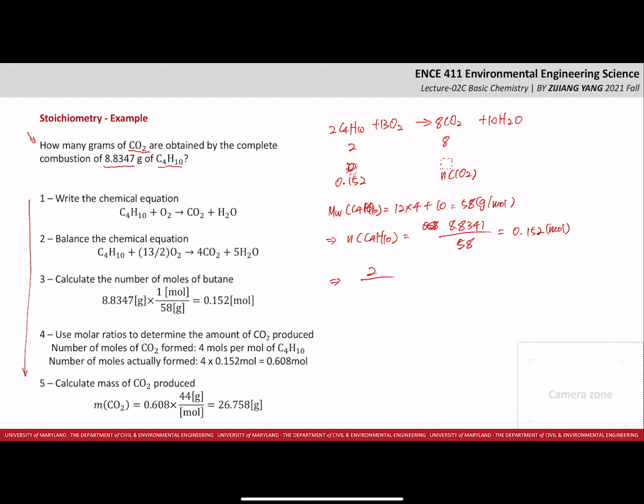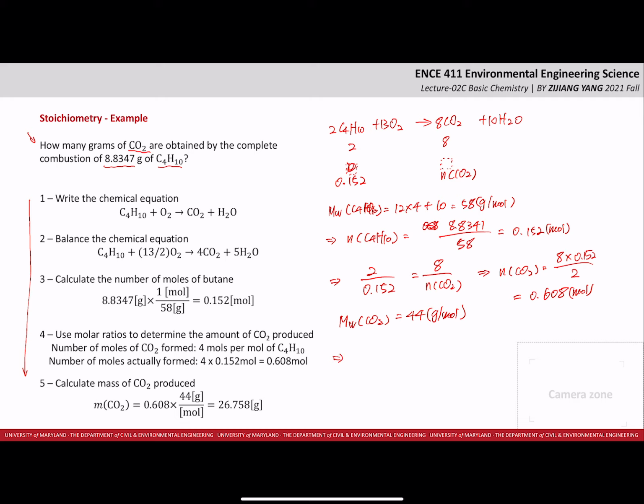Then we want to know the amount of CO2. We can use the ratio relation of 2 over 0.152 equals 8 over the amount of CO2. And we can solve this equation. So the amount of CO2 equals 8 times this one divided by this one. So the amount of CO2 is 0.608 mole.